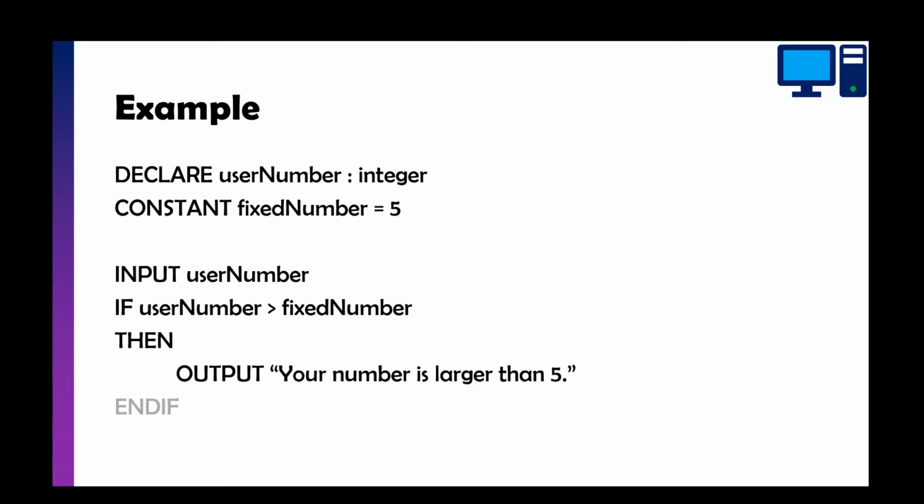Then an example in pseudocode: we're going to declare a variable called userNumber, which is an integer. We're going to have a constant, which is like a variable but one that can't change. It's a fixed number, a piece of memory or data storage that can't be changed. We're going to input our user number, so the user types a number in, and if that number is greater than 5, a fixed number, it's going to output the number is greater than 5. If there's no other code after this, the program wouldn't do anything; it'd look like it's finished. Whereas if there was code after this, it would just ignore this part and carry on as normal.